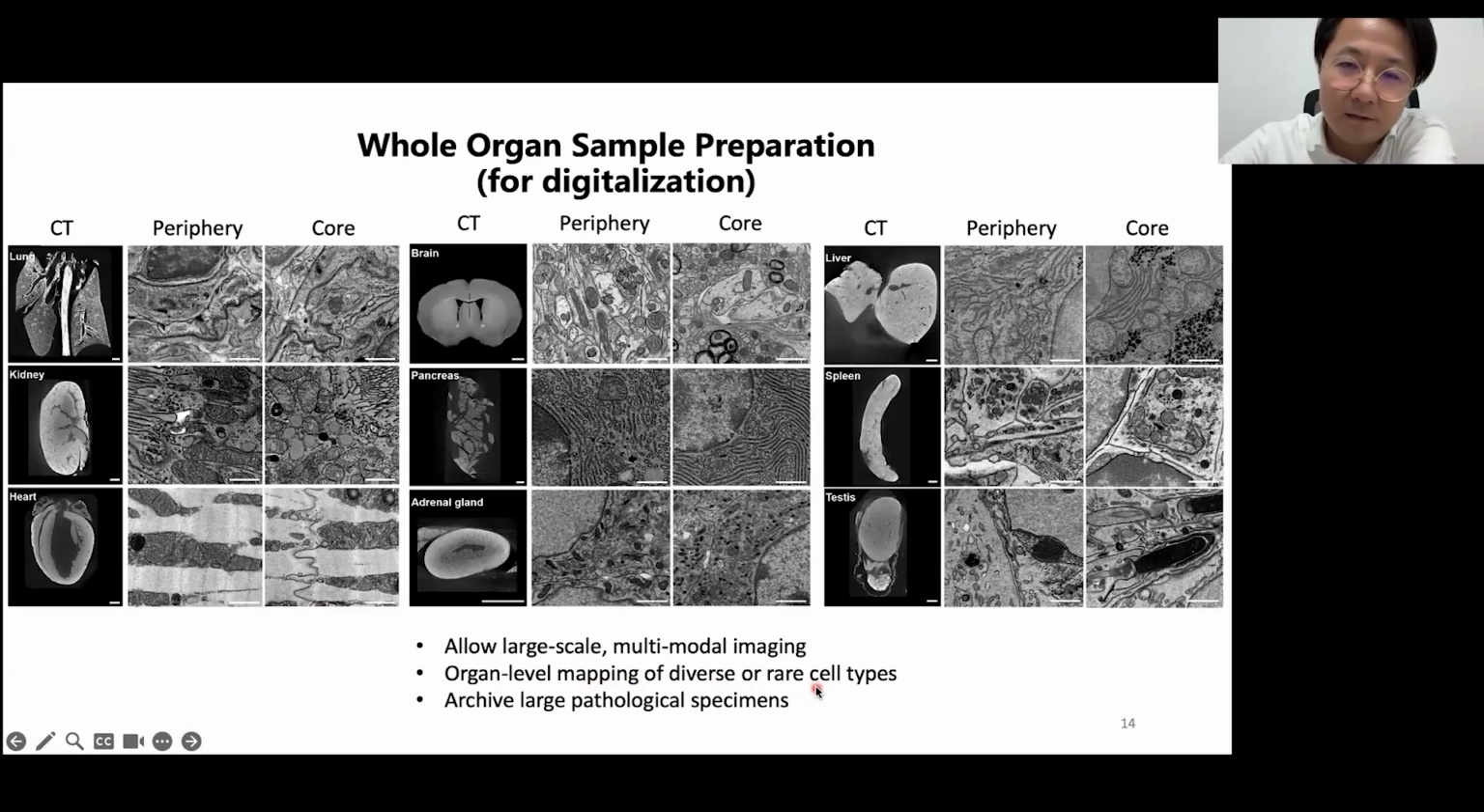Oftentimes in such an organ, you want to capture a certain cell type at different developmental or even different cell cycle stages. So therefore, preparing a large sample will be very helpful.